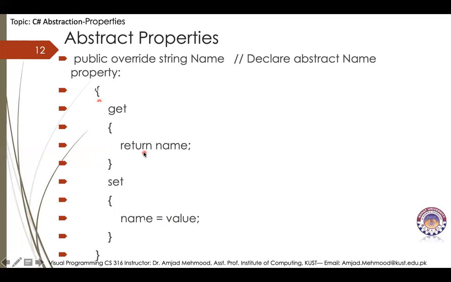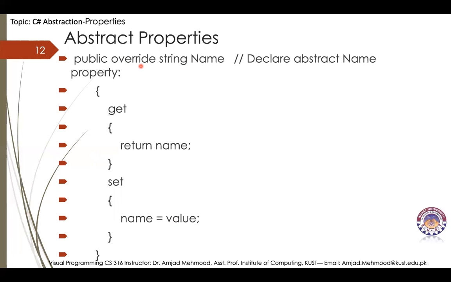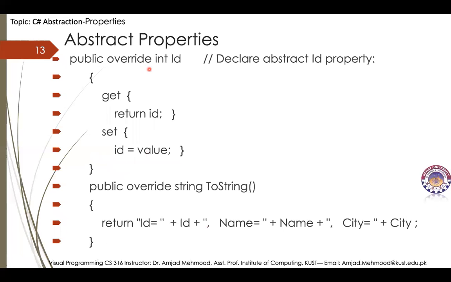I'll show that with the help of an example. And this is the Id. As you know, my parent class has two properties, and these two properties were abstract. So I have already overridden one, and now I am overriding Id. So this is how I set the value and this is how I get the value.